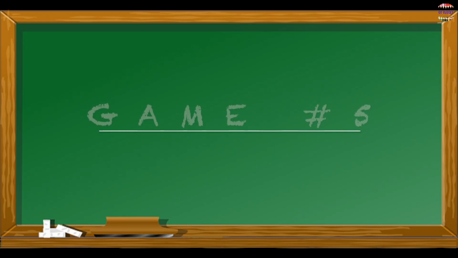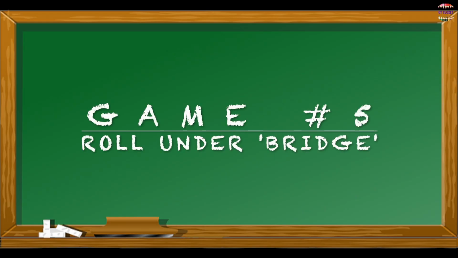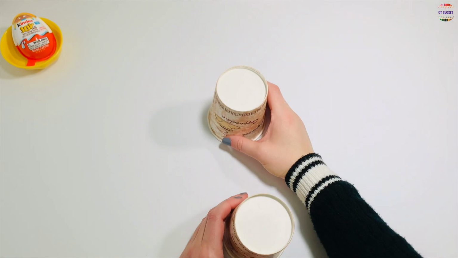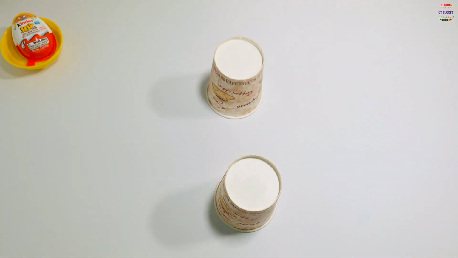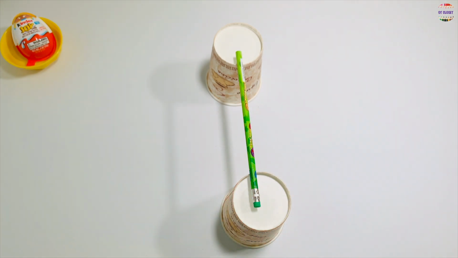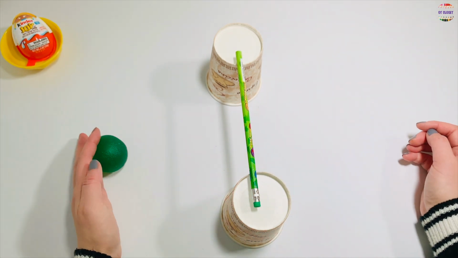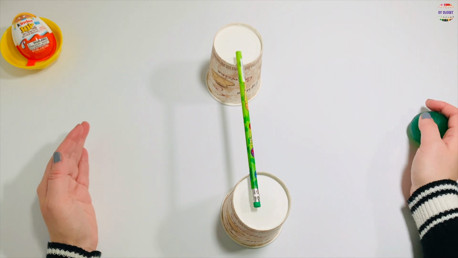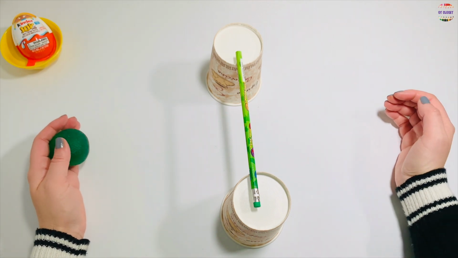Game number 5. Let's build a bridge and roll the ball under it. Can you copy me by building the same? Roll the ball to the right, then to the left. Keep going. You have 10 seconds.